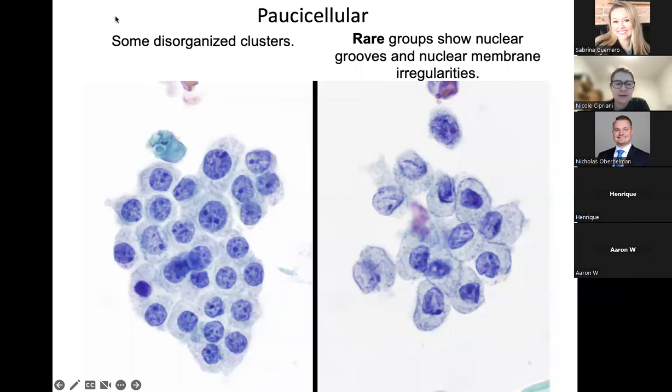The next FNA shows on the left kind of a few rare small clusters, not those big honeycomb sheets like we saw before. And some of the groups show significant nuclear membrane irregularities, grooves, and wrinkling. But overall, the specimen is kind of paucicellular. So this might be something that we would diagnose as AUS, atypia of undetermined significance, which is nuclear atypia.